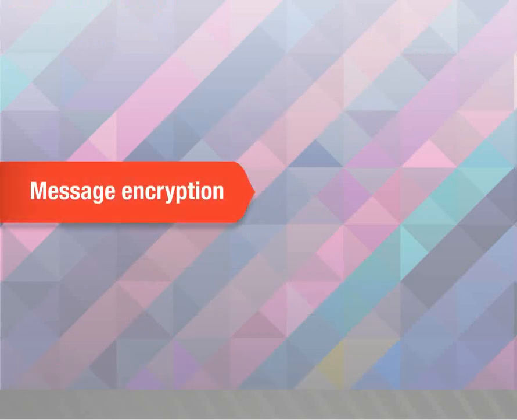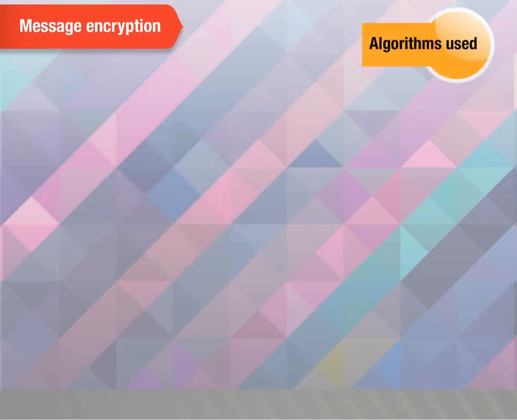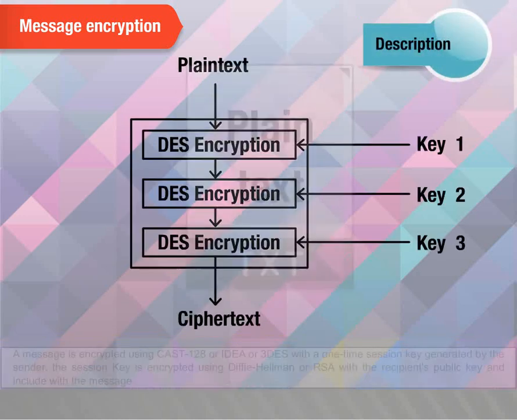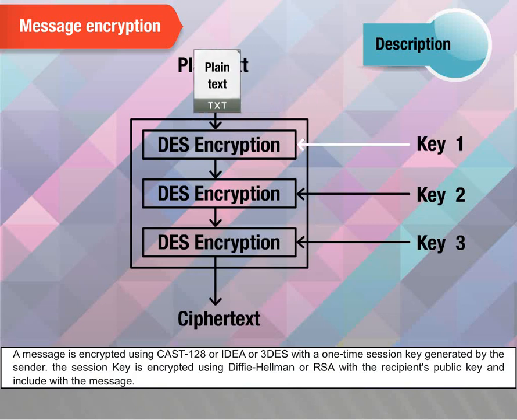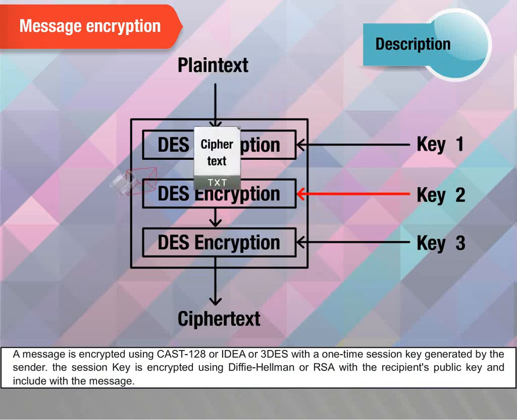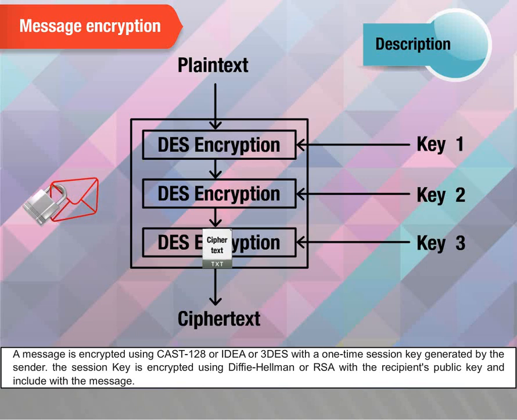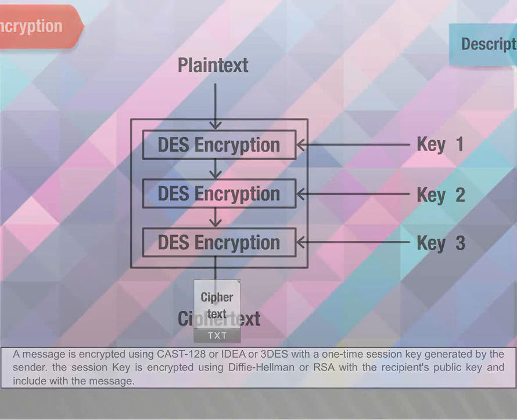Message encryption. Algorithms used: CAST or IDEA or 3-key triple DES with Diffie-Hellman or RSA. Description: a message is encrypted using CAST-128 or IDEA or 3DES with a one-time session key generated by the sender. The session key is encrypted using Diffie-Hellman or RSA with the recipient's public key and included with the message.